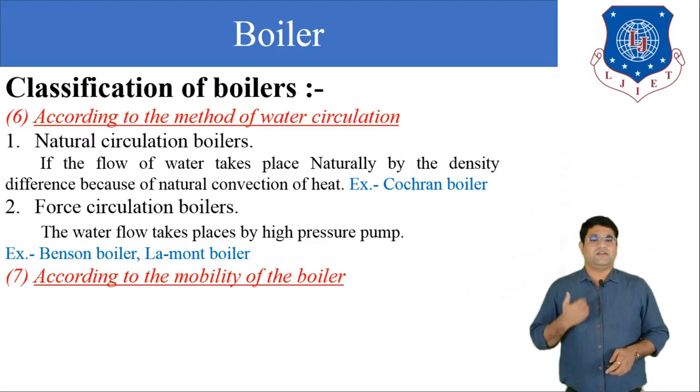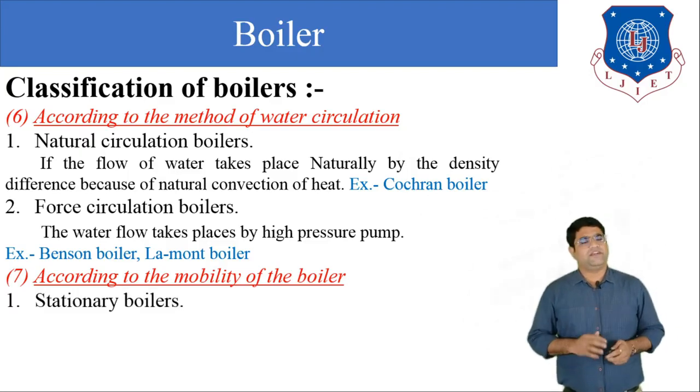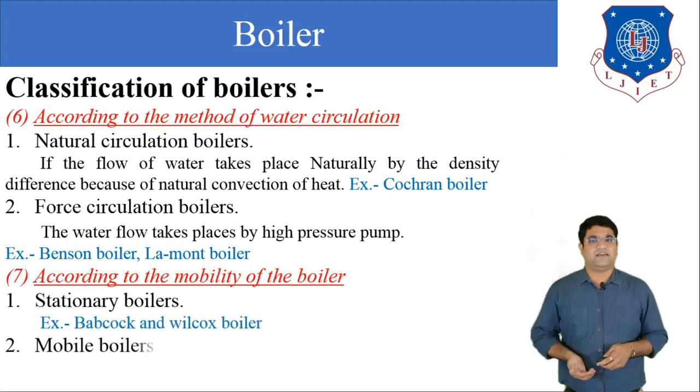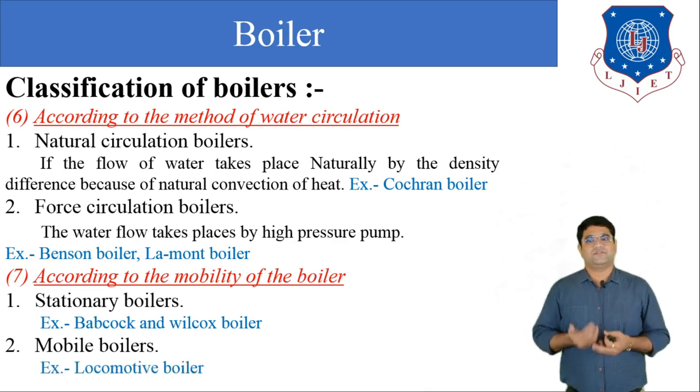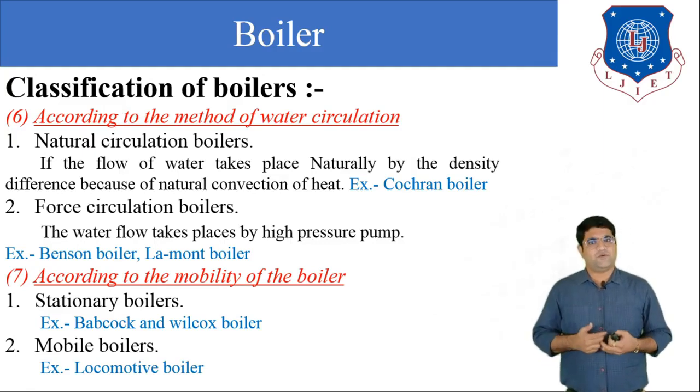Okay, now our next type of classification is according to the mobility of the boiler. We can categorize it into two types. First is the stationary boiler and second is the mobile boiler. The example of the stationary boiler is the Babcock and Wilcox boiler, and the example of the mobile boiler is the locomotive boiler.